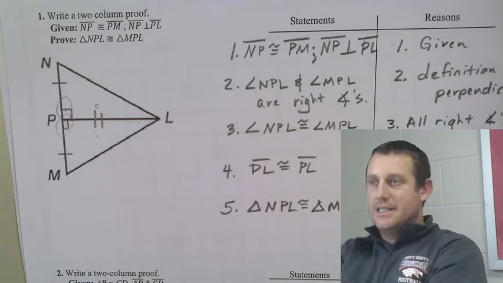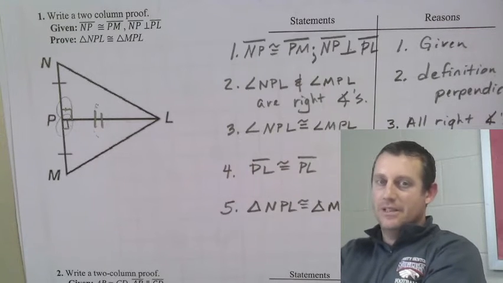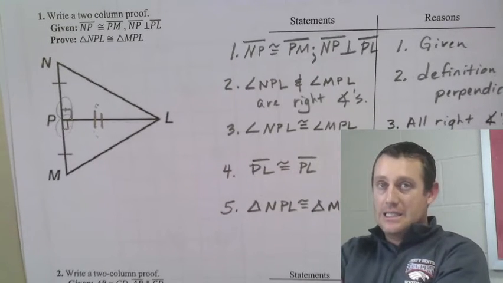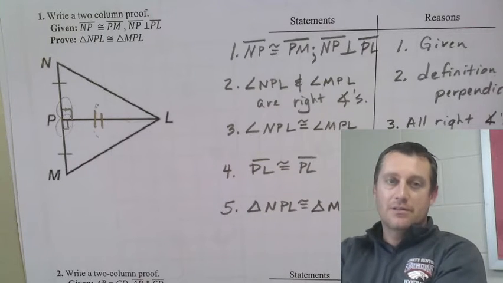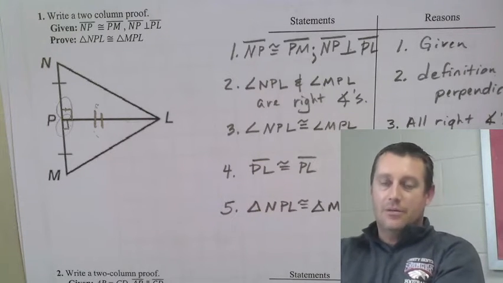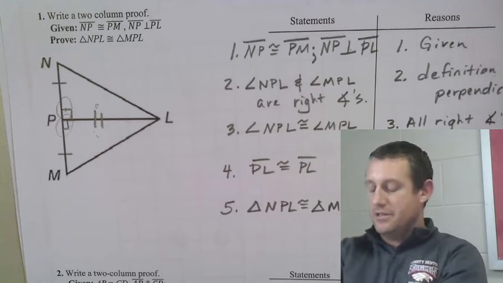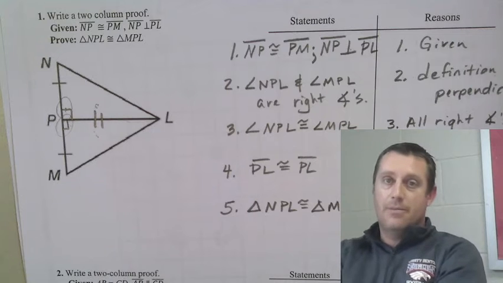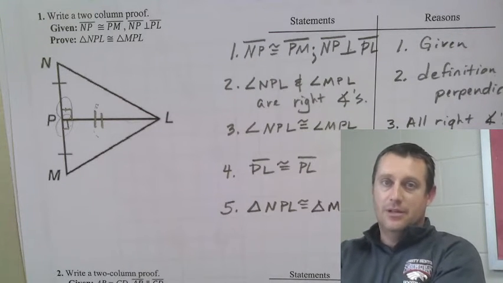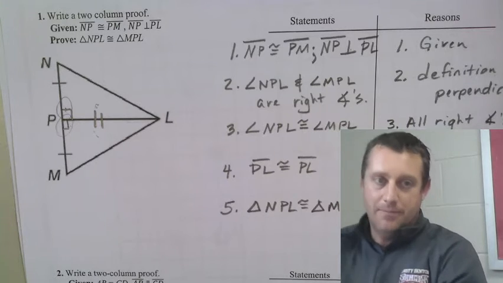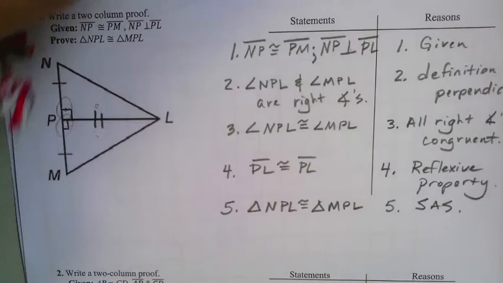Try to think in advance what needs to go next, all right? I always get kids at the end of the chapter coming back to me and saying, hey, I still don't get this proof stuff. Well, it's the same thing from the beginning to the end. It's just a matter of, did you pick up on the little steps that we did along the way? Steps like definition of perpendicular, steps like the reflexive property, or all right angles are congruent. These are things you have to remember if you're going to do well in this chapter. All right, let's go to the next one here.